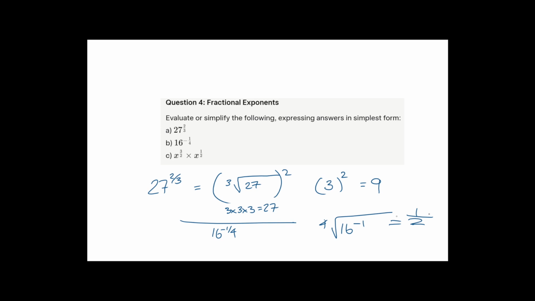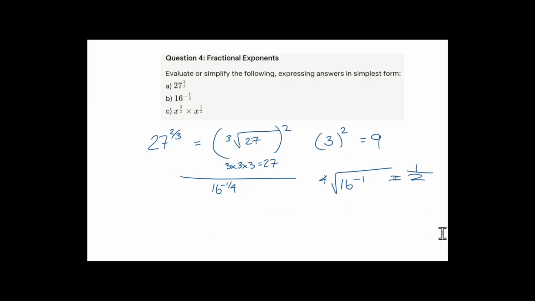One over 2. How about that? All right. x to the 3 over 2 times x to the half, the same base. So 3 over 2 plus 1/2 is what? 4 over 2, which is 2. So therefore this is equal to x squared.